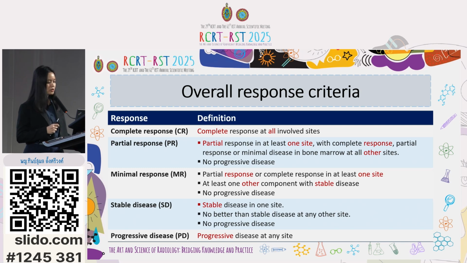If all sites show complete remission, the overall response is complete. If at least one site shows partial or complete response without progression, it's considered partial or minimal response. If all sites remain stable, it's stable disease. If any site shows progression, it's progressive disease.